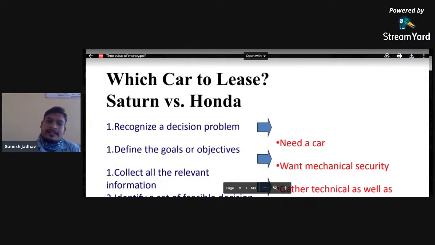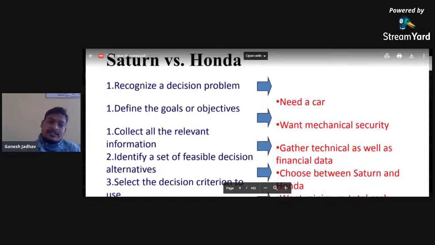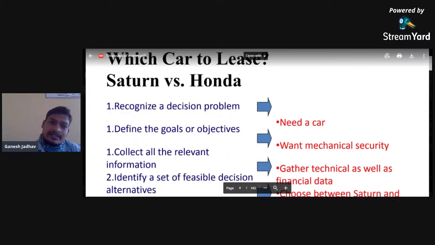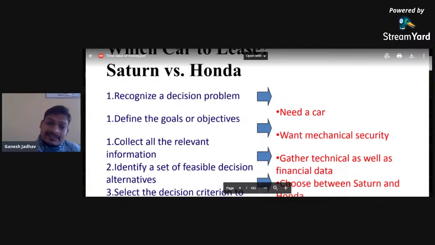This is the decision making process, and this is an example about which car to lease. It is a comparison between two cars, Saturn versus Honda. So what is your first step? To recognize the decision problem. Why do you require a car lease? To recognize the decision problem.